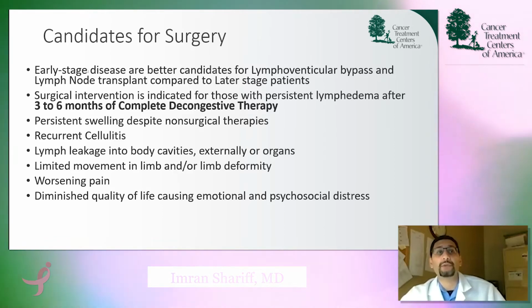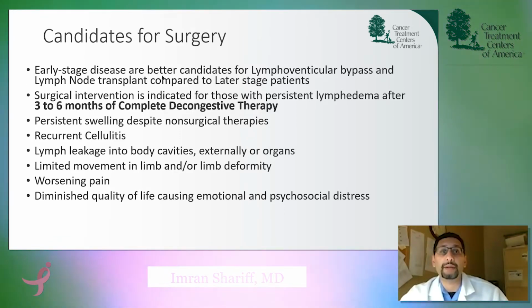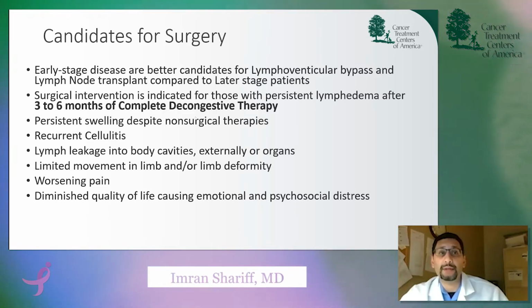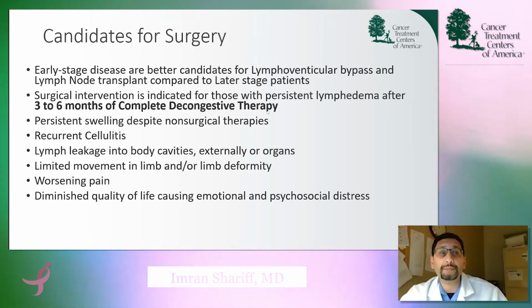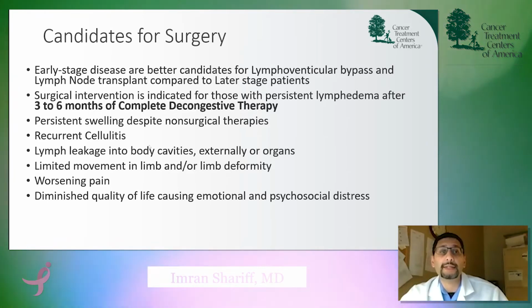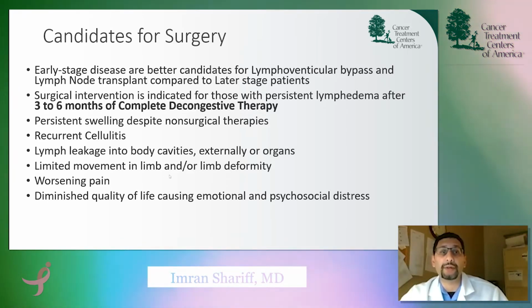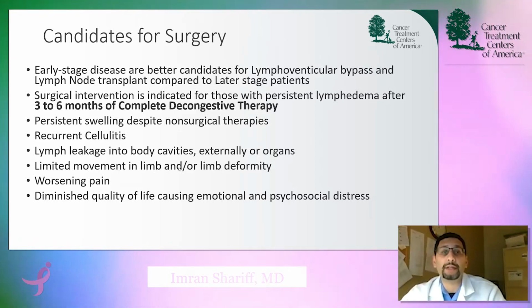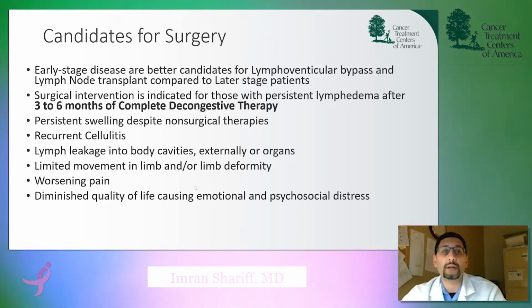Candidates for surgery in general. So early stage diseases are better candidates for lymphovenous bypass, lymph node transplant compared to later stage patients. Surgical intervention is indicated for those with persistent lymphedema after 3 to 6 months of complete decongestive therapy. Persistent swelling despite non-surgical therapies, recurrent cellulitis. If there's leakage of the lymph into the surrounding body cavities, externally or in organs, limited movement in the limb and/or limb deformity, worsening pain, and especially if this is affecting the patient's quality of life.